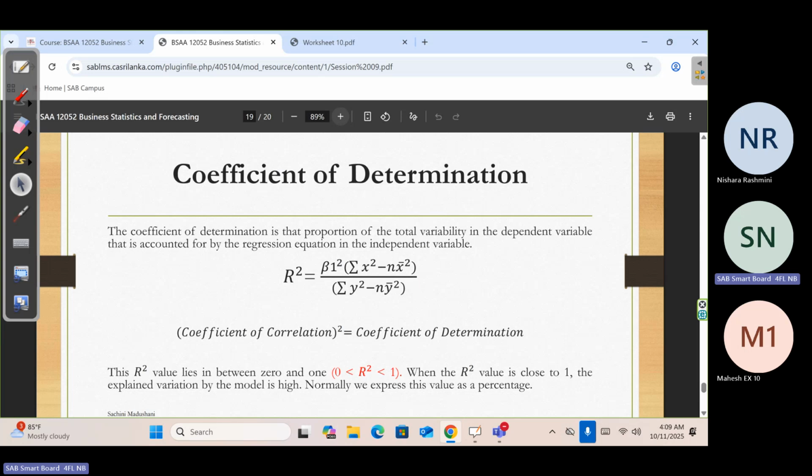It means 20% of quantity demanded is explained by the other factors, not the price.